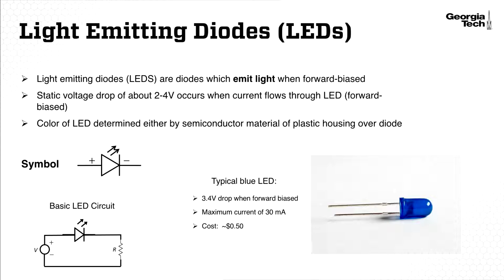The circuit symbol for an LED is shown in this slide, and at the bottom left we can see a very simple circuit that will cause an LED to emit light. You can create this using just an LED, a resistor, and a voltage source. This typical blue LED costs about 50 cents, and it has a 3.4 volt drop when forward biased. It's important to note that you can blow out LEDs by putting too much current through them. So this blue LED has a maximum current of about 30 milliamps.